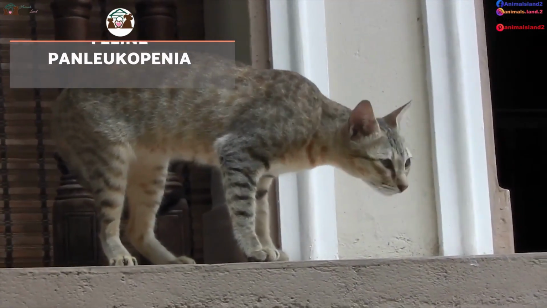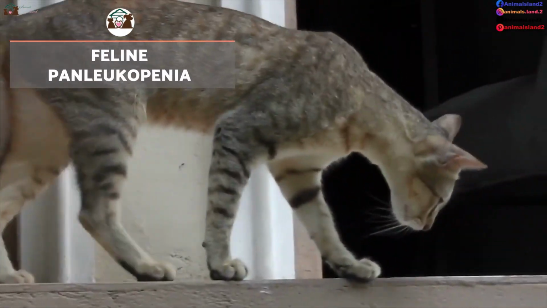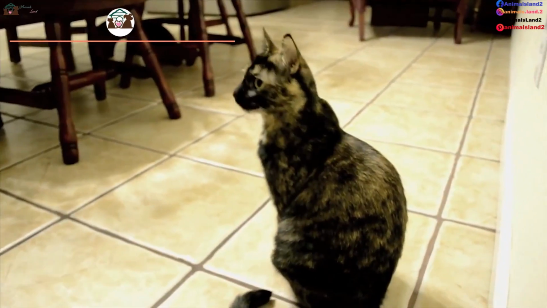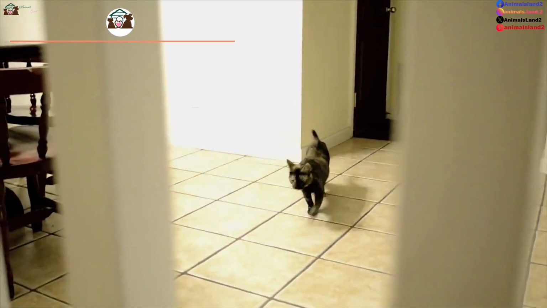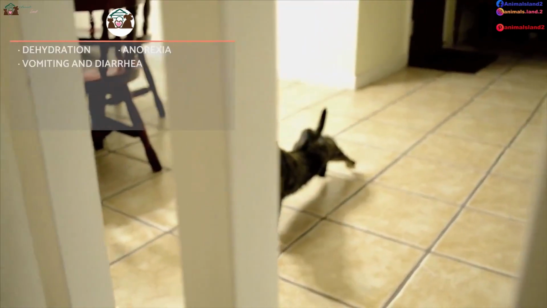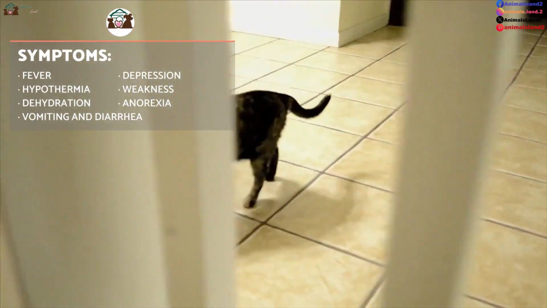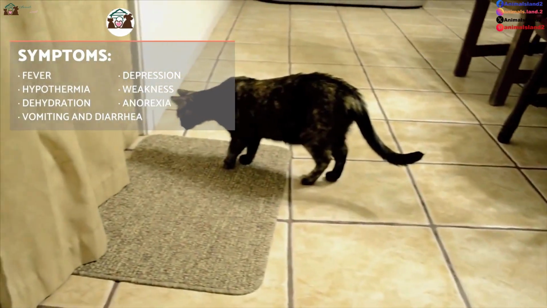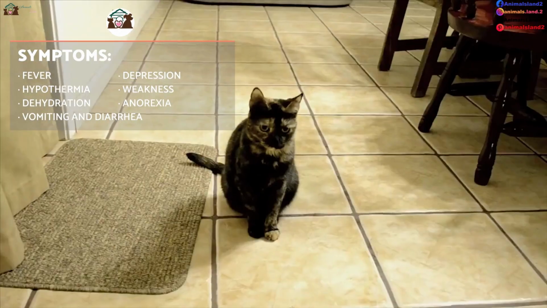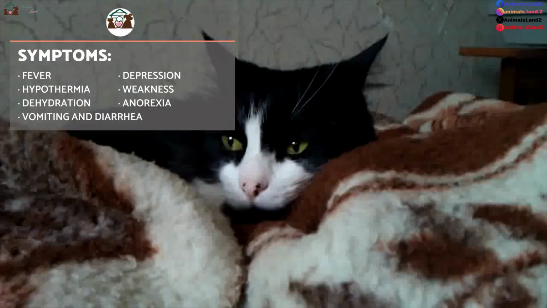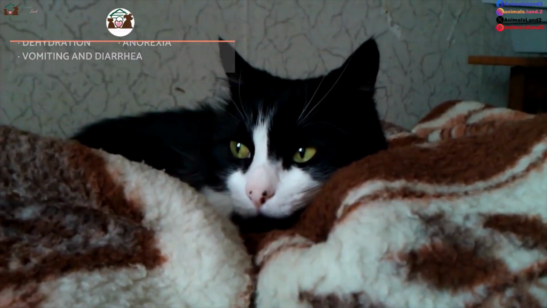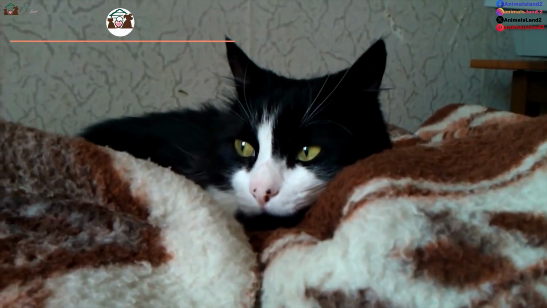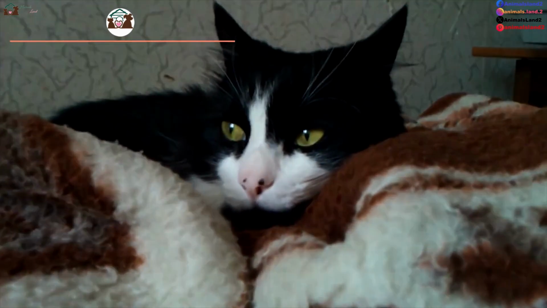This is a disease caused by feline parvovirus, in some ways related to canine parvovirus. It is also known as feline distemper, enteritis, or infectious gastroenteritis. The contagion occurs from contact with the bodily fluid of an infected cat. Its most common symptoms are fever and, later on, hypothermia, vomiting, diarrhea, depression, weakness, dehydration, and anorexia.